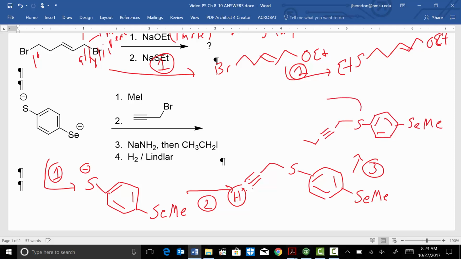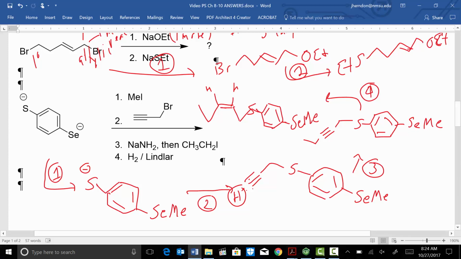All right, in step 4, we're going to do the Lindlar reduction, which is going to turn the alkyne into the cis-alkene. So we should have something like this as our product. Okay, sulfur here, benzene ring. And that should produce that product right there.